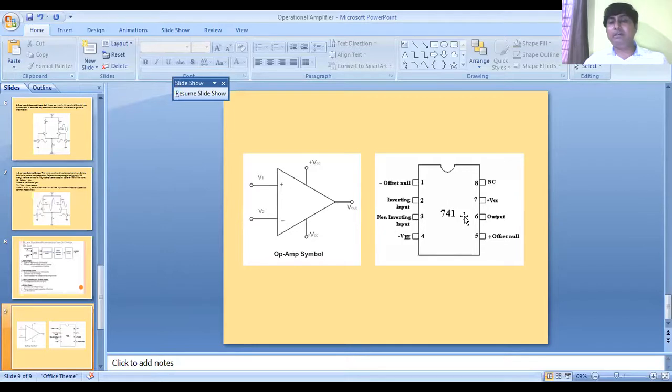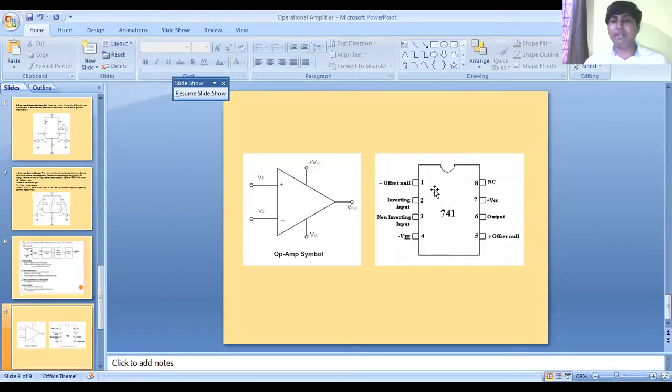Once again I will ask you people to go through this pin configuration, because when we talk about the application of op-amp, at that time this pin configuration plays an important role. Because where we have to give the input, from where we have to take the output, what is plus VCC, minus VCC, these are the important factors which we have to consider. So for that reason, don't be confused between the pin numbers and the assigned values.